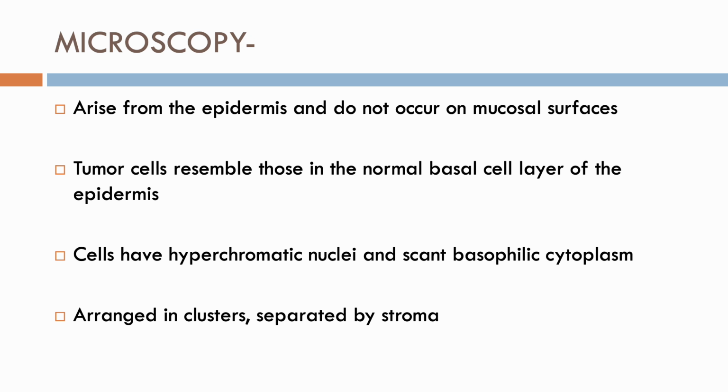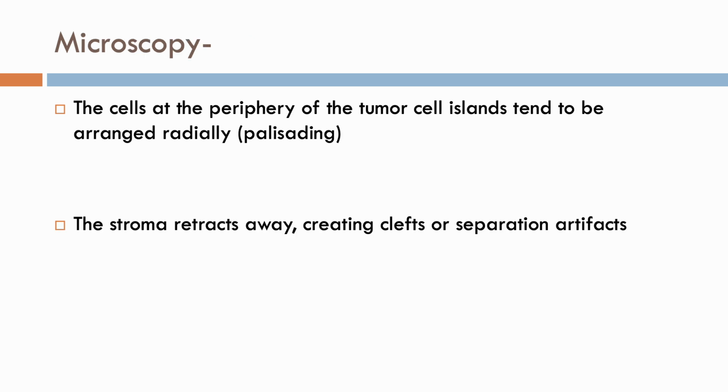The tumor cells are arranged in clusters which are separated by stroma. The cells at the periphery of the tumor cell islands tend to be arranged radially. That pattern of arrangement is known as palisading pattern. The stroma retracts away, creating clefts or separation artifacts, which is also another typical feature of basal cell carcinoma.